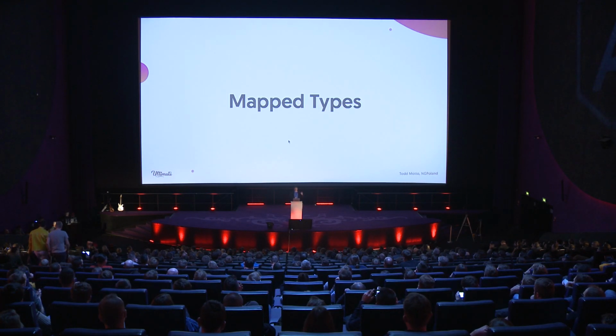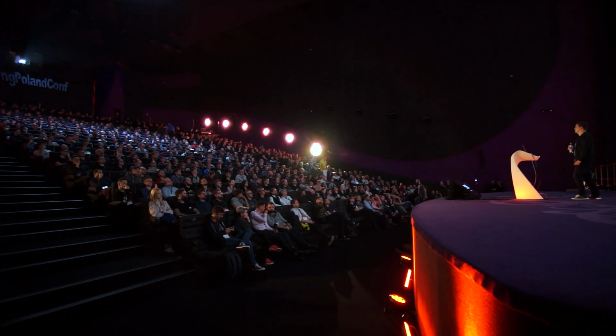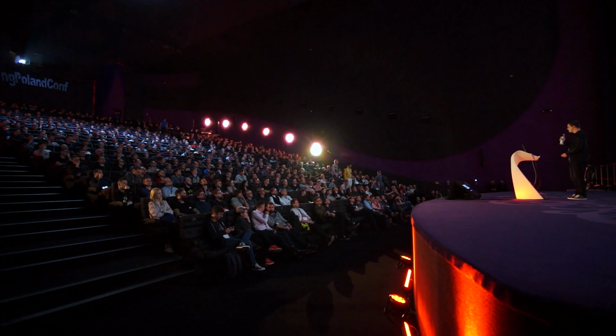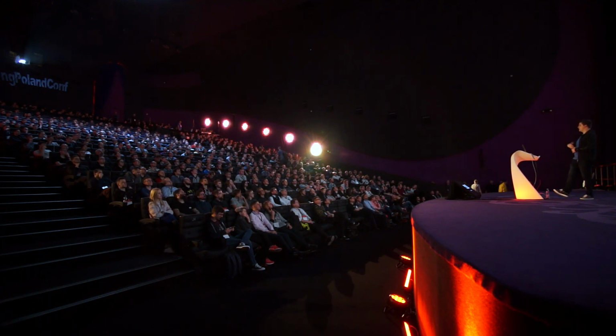So, who's heard of map types? One person. I don't believe you. So, map types, we can essentially think of this as a for loop or an array map, but for creating types based off of existing types.